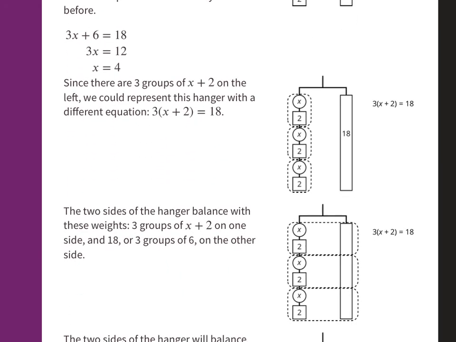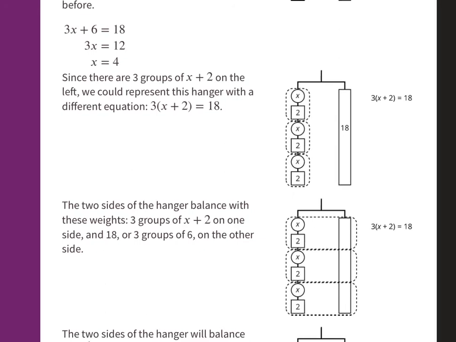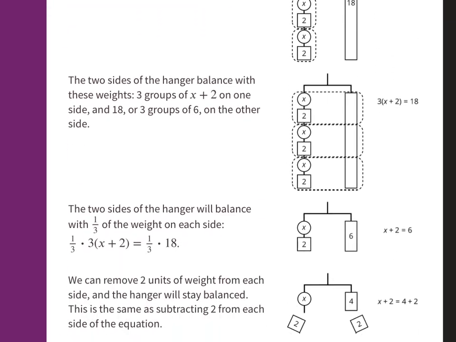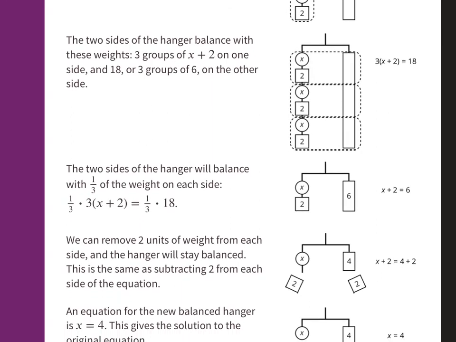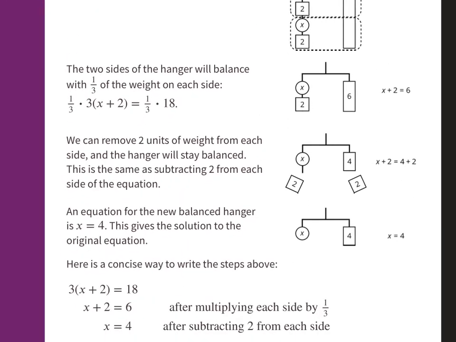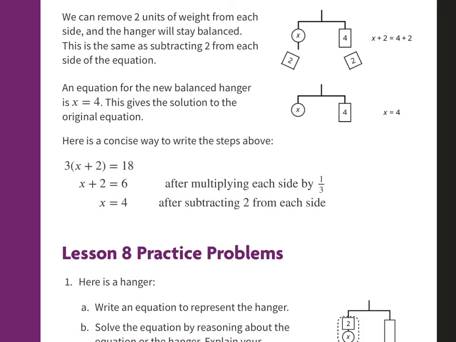Okay? You could also write this with parentheses. We have 3 groups of x plus 2. If we divide by 3 here, we get 6 on each. So 6 equals x plus 2. Well, what plus 2 equals 6? It's 4, so the answer is 4. Okay? So either way you do it, doesn't matter. You'll get the same answer.